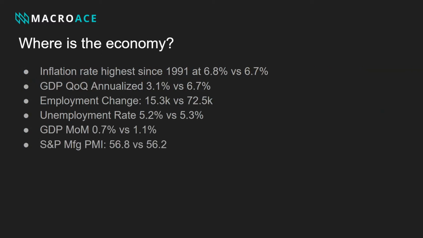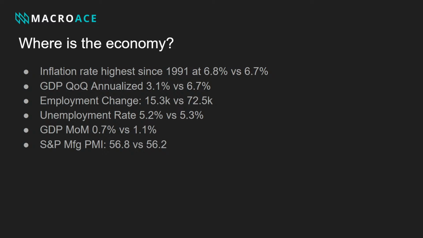So inflation being at the highest rate since 1991 at 6.8% versus 6.7%. So inflationary pressures are still quite strong within Canada. Remember, their inflation target is 2%, right? So more or less more than 3 times that amount. GDP quarter on quarter annualized was at 3.1% versus 6.7%.